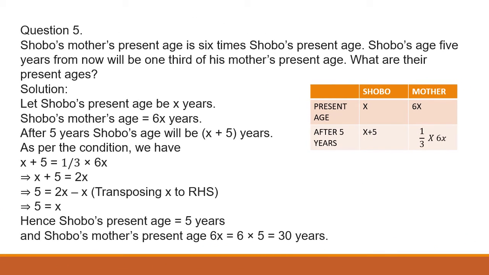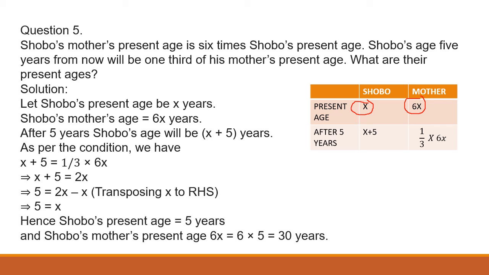Come to question number 5, children. See, it is a question based on the ages of a person and the mother. Shobo's mother's present age is 6 times Shobo's present age. What is Shobo's present age? Her mother's age is 6 times her present age. So if we consider the present age of Shobo as x years, then the present age of the mother becomes 6x years.